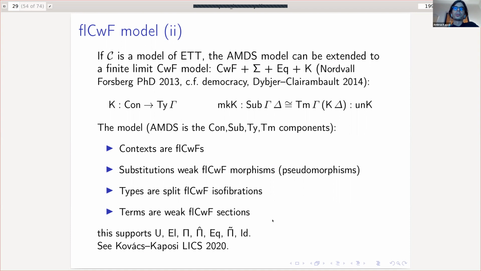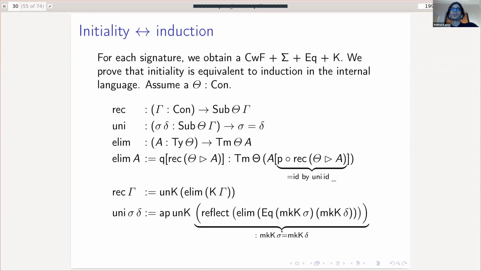Yes, and this finite limit CWF model works for all type formers for the extensional version. It also works for the usual identity types, but C needs to be a model of extensional type theory. So this doesn't work for higher inductive types. You can only describe things in the model of ETT. So for each signature, you get a finite limit CWF, a category of algebras with lots of extra structure.